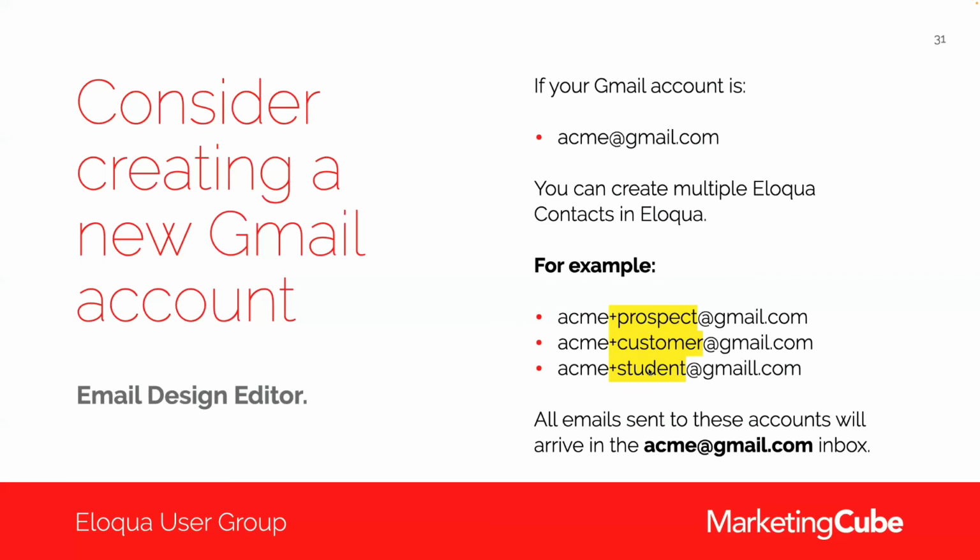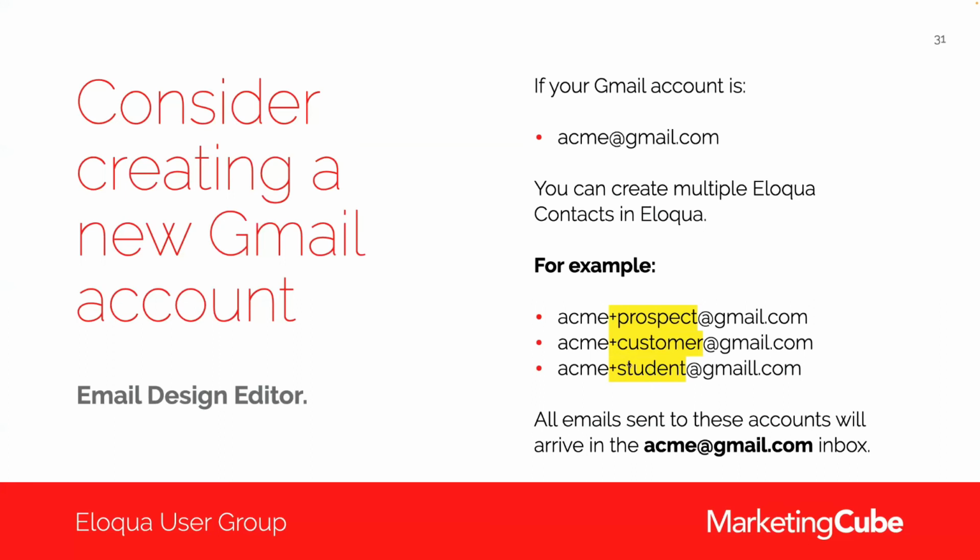Then what you do in Eloqua is create those contacts and add all the information that would be typical for somebody in Germany. So maybe you have loads of customers in Germany, or maybe if they're a prospect, there are different things that you would have against them.